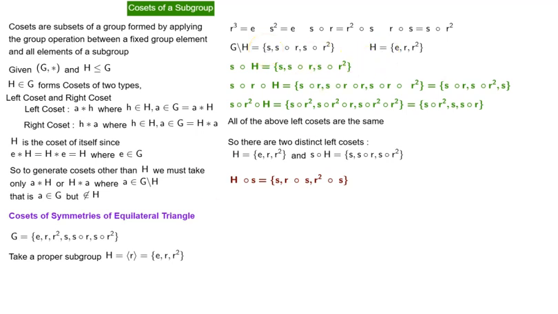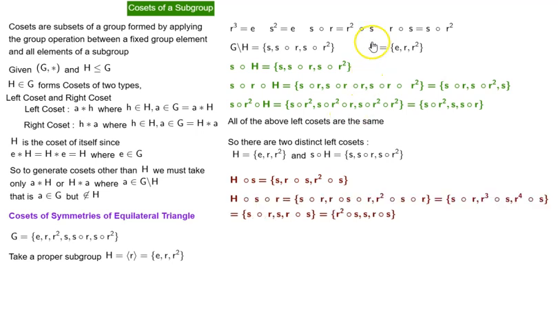Now let's look at the second one. So here H times S times R. So let's take it forward. We have E times S times R, which is S times R, R times S times R, and R square times S times R. Now here we need to do simplification. S times R as it is.